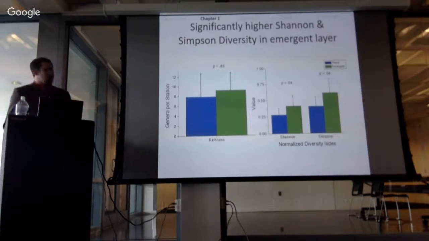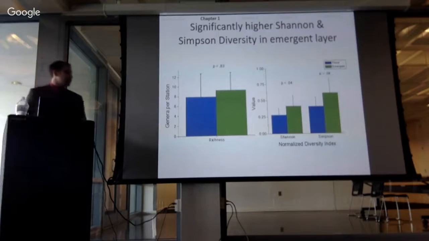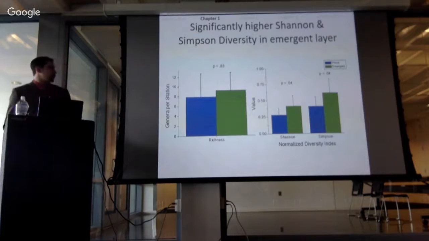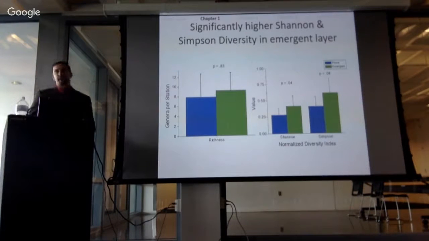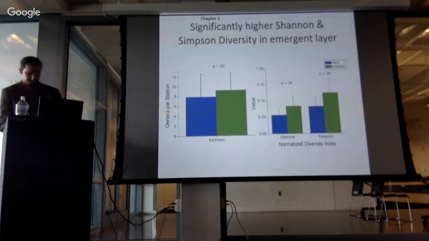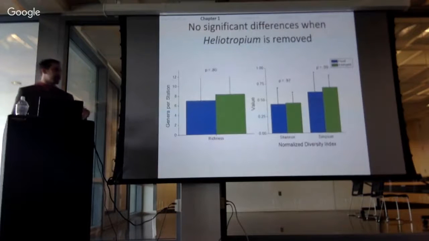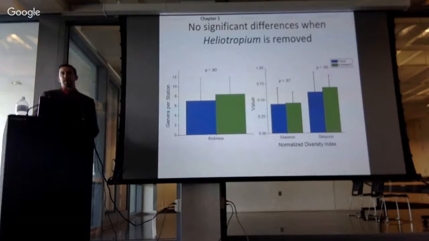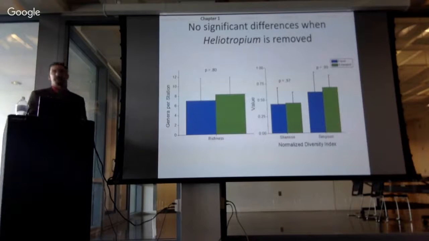Running our diversity analysis, in richness there was no significant difference between the two layers. However, on both the Shannon and Simpson scales, the emergent layer was significantly more diverse than the flood layer. Taking Heliotropium out of that data set, all those significant differences disappear. That suggests, but doesn't mathematically prove, that Heliotropium is mostly responsible for those differences.